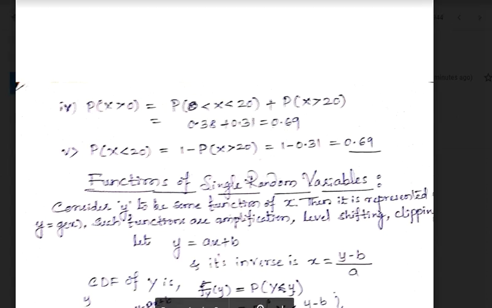Then the functions of single variables, we can see it in the next video.